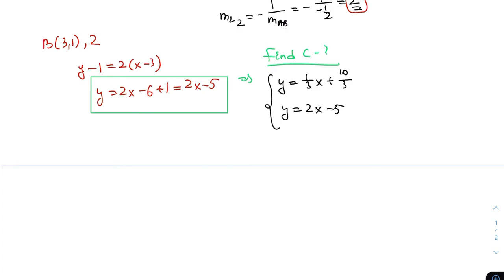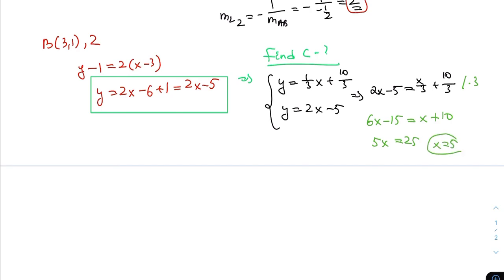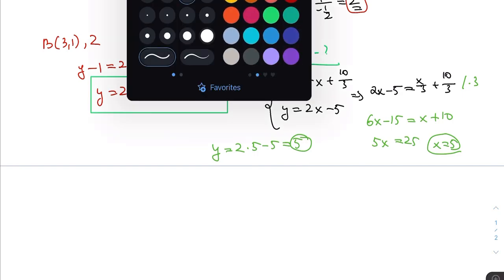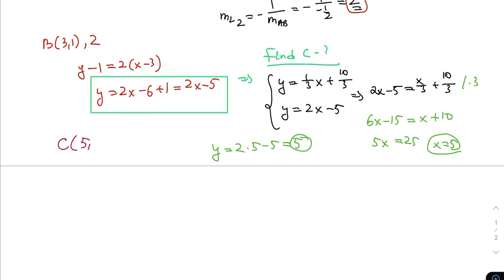Okay, we can equate both sides and we will have an equation in terms of x. 2x minus 5 is equal to x over 3 plus 10 over 3. Let's multiply all the sides by 3. So 6x minus 15 is x plus 10. So 5x is 25. Cool, x is 5. Now x is 5 and y is just 2 times 5 minus 5, which is 5. Cool, now I have my coordinates. It means that my C has coordinates 5 and 5.